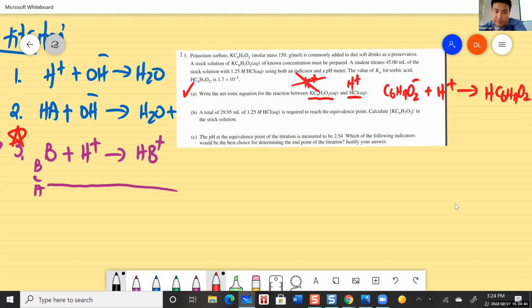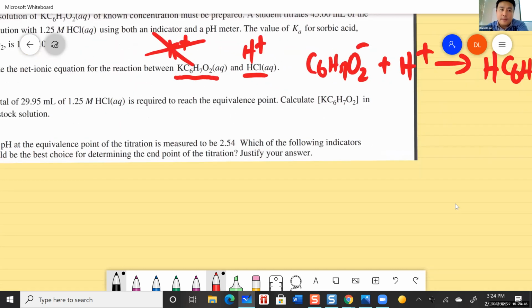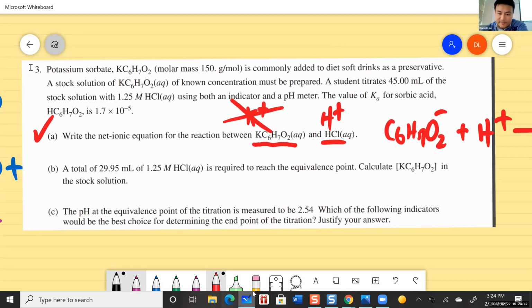But if you take a minute to read the question, it's talking about sodium sorbate, potassium sorbate, actually. The molar mass is given as 150, so you don't have to add them. You have a stock solution with known concentration. You titrate 45 mL of the solution with 125 mL of HCl using an indicator, which is required, and you're given an equilibrium constant for the acid.